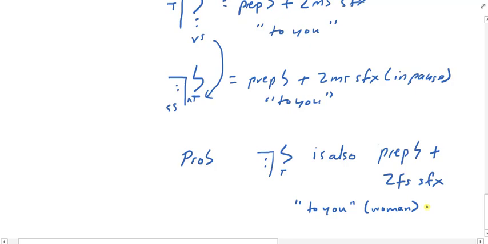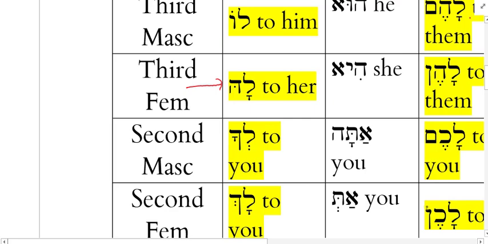Okay? We go back to our lamed preposition chart. Let me go ahead and pull that up real quickly. Does this ring a bell? Yeah, that was back in chapter 13. So notice, to him is lo, to her is lah, to you man, l'cha, with my vocal shava, and then to you woman is lach. You see that? Lach.